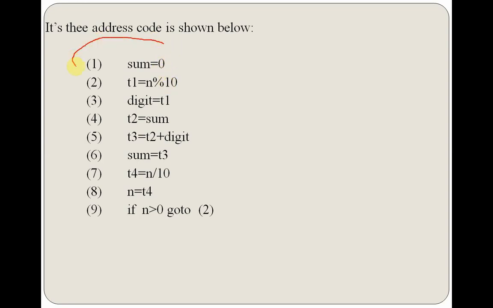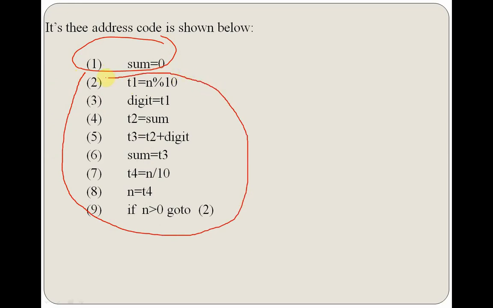So this is one statement, sum equal to 0, and another one is this one. So I can divide it into two blocks. The reason is we know how to define a basic block by an algorithm. We have to find out leader statements, and each leader statement forms another block. So this is block 1 and this is block 2.